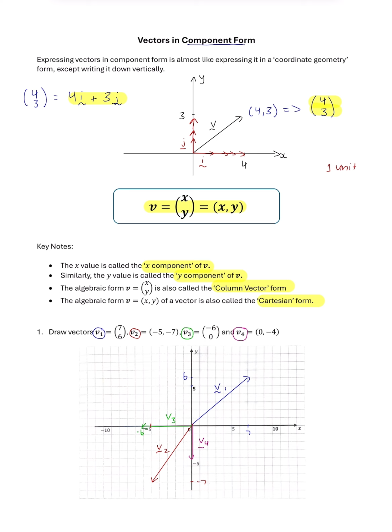Now again, if I were to also write this in terms of vector i and vector j, if we look at vector 1, for example, instead of writing 7, 6, I could also write this as 7 vector i plus 6 vector j. Also, for example, if I wanted vector 3, where I don't have a y component, then that would simply be written as -6 vector i plus 0 vector j, or -6 vector i.